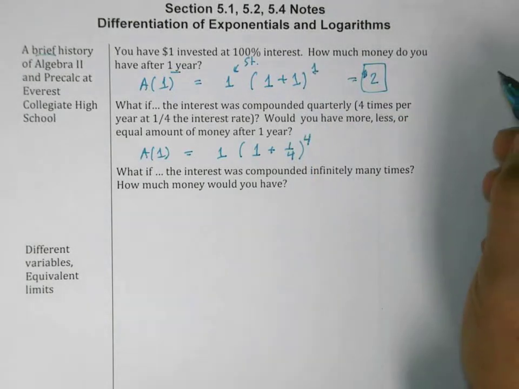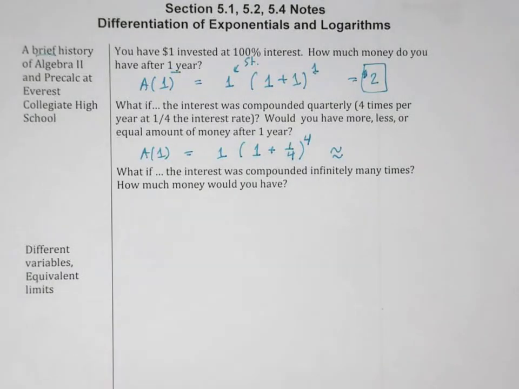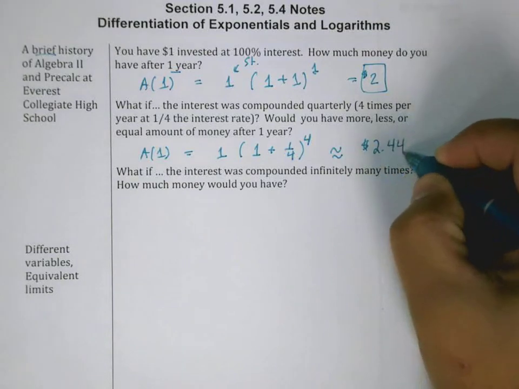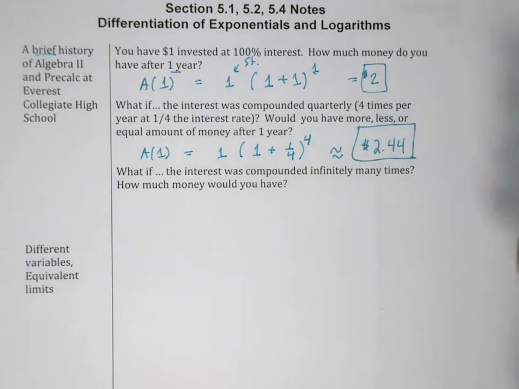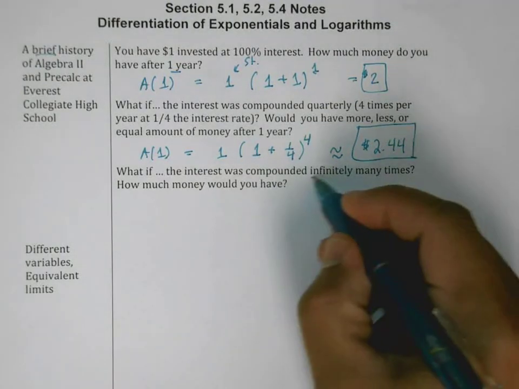So we can calculate this, and we get some number that is slightly larger than 2. We get about $2.44. So that's better than getting $2. But what if the interest was compounded infinitely many times? How much money would you have?